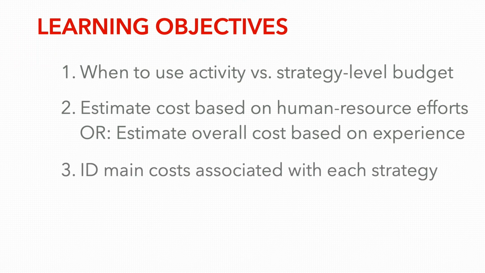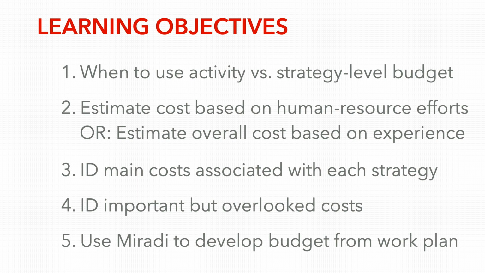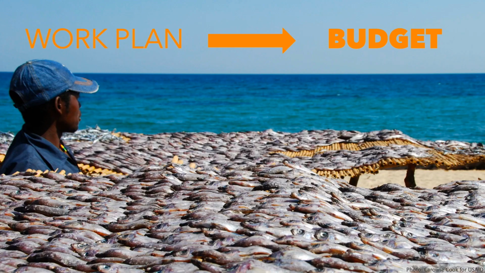Identify the staff, travel, equipment, and other main costs associated with each strategy. Identify important costs that are often overlooked, like indirect costs and overhead. And finally, use Miradi's budgeting feature to develop budgets from work plans. Okay, let's jump into it.